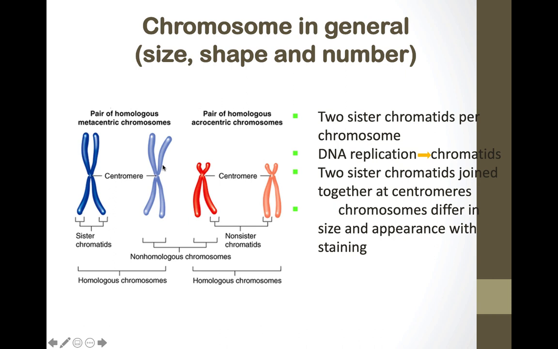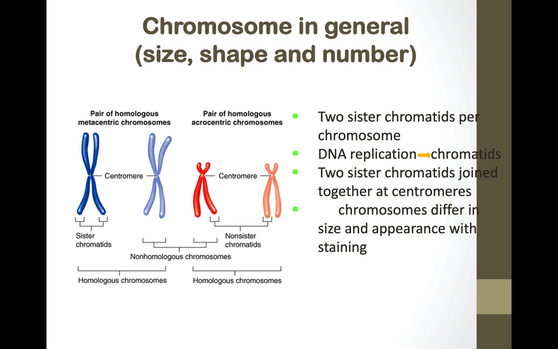Now 4 and 4 are homologous chromosomes. These are sister chromatids. These are sister chromatids. And these are non-sister chromatids, the chromatids from two different chromosomes. Obviously, these will be homologous chromosomes, like we said. So DNA replication, chromatids, there's nothing here we haven't said.